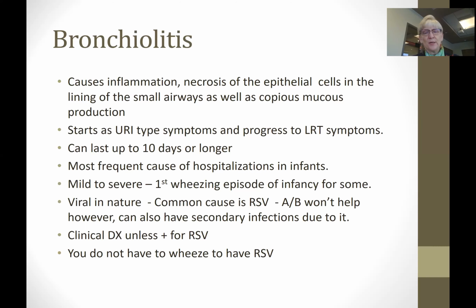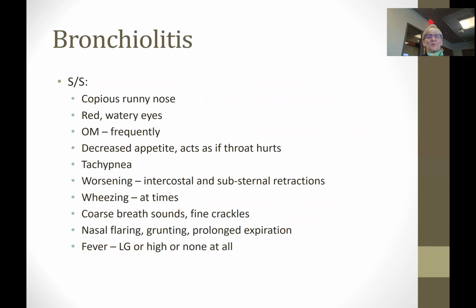Just check those out. So as we go, more signs and symptoms. That copious runny nose, they may or may not have red, watery eyes. A lot of times they're going to have a secondary ear infection, maybe not initially, but as they go along. They're not going to be able to eat. They're acting as if their throat hurts, but a lot of times it's just all that drainage, that suck, swallow, breathe. Again, I don't care if they're eating as long as they're drinking. As long as they're wetting diapers and they're drinking, they're going to have some tachypnea.